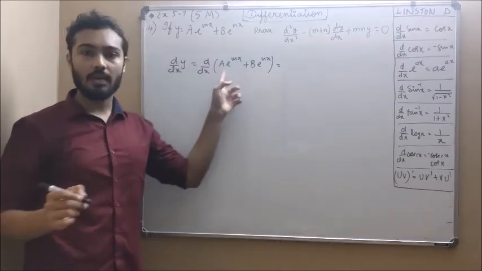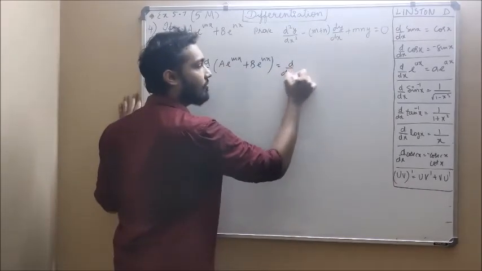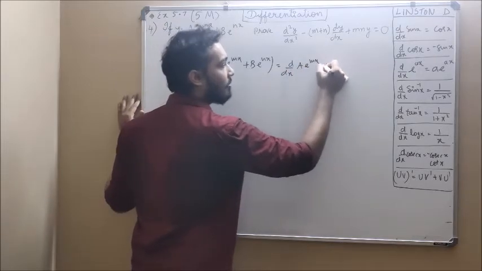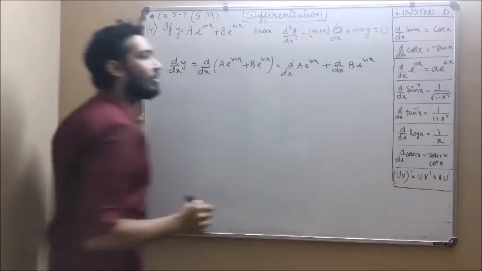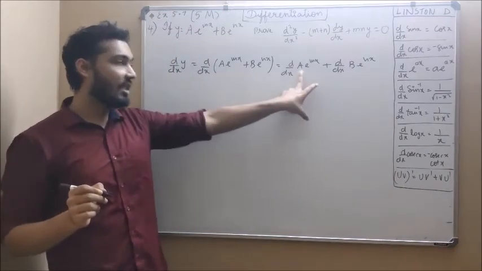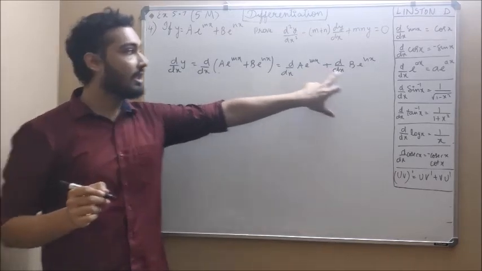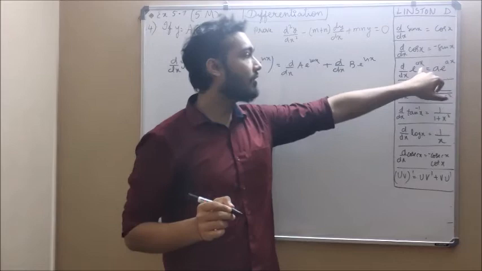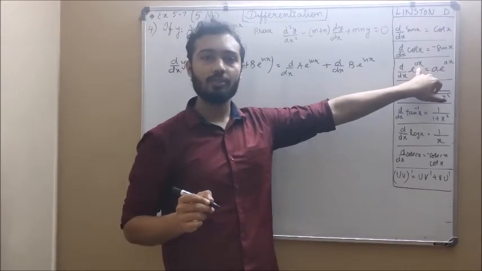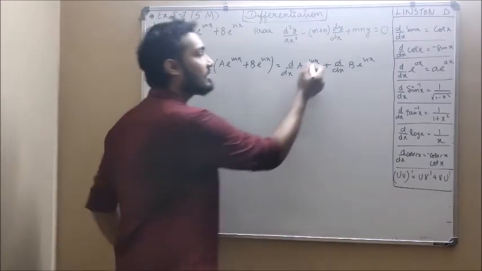So this is a sum. Differentiate this plus differentiation of this. So this is d/dx of a e^(mx) plus d/dx of b e^(nx). Now what's the differentiation? Here a is a constant, so we take it out. Differentiation of e^(mx): differentiation of e^x is e^x. Now if there is any coefficient of x, you multiply by the coefficient. So what is the coefficient of x here? The coefficient of x is m.